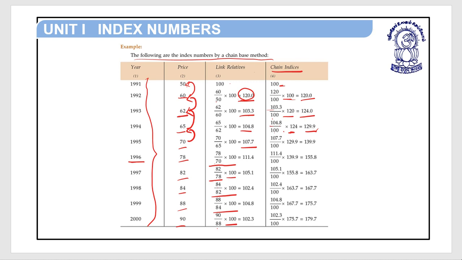Okay, so here this value comes into the multiplication. 124, this value comes into the multiplication. Same way 129.9 comes into the multiplication. The base is 100. So 107.7 divided by 100 into 129.9. Same way 111.4 divided by 100, 139.9 in multiplication. 155.8, 105.1 upon 100 into 155.8.